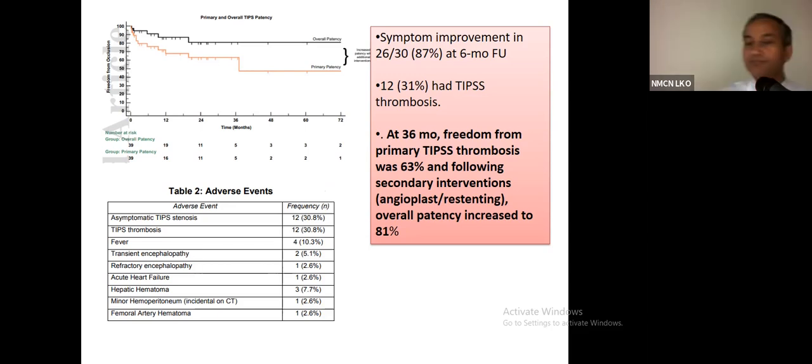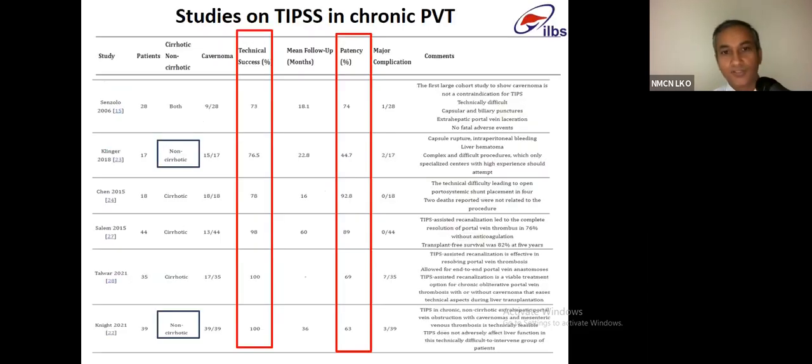Also, this TIPS in portal vein in EHPVO is not free of complications. There were risks of stenosis, thrombosis, fever, heart failure, hemoperitoneum, or rupture of the liver capsule. This table summarizes the various studies of TIPS in chronic PVT, not typically EHPVO, but the patency rates they have mentioned vary from 40 to around 90%.